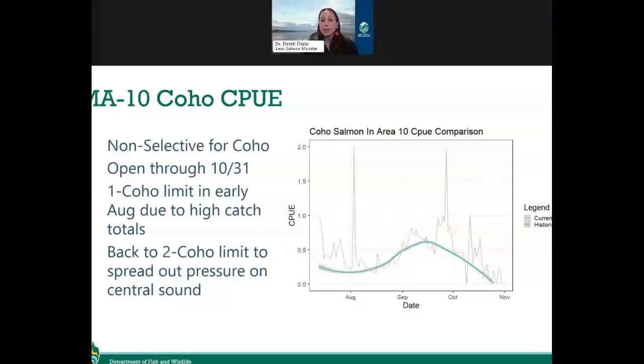We did manage to get back to a 2 coho limit in September, based on looking at and assessing this fishery as we went on. And you can see where that CPUE spikes back up again is when it went back to 2 coho in September. So going to the next slide, please.